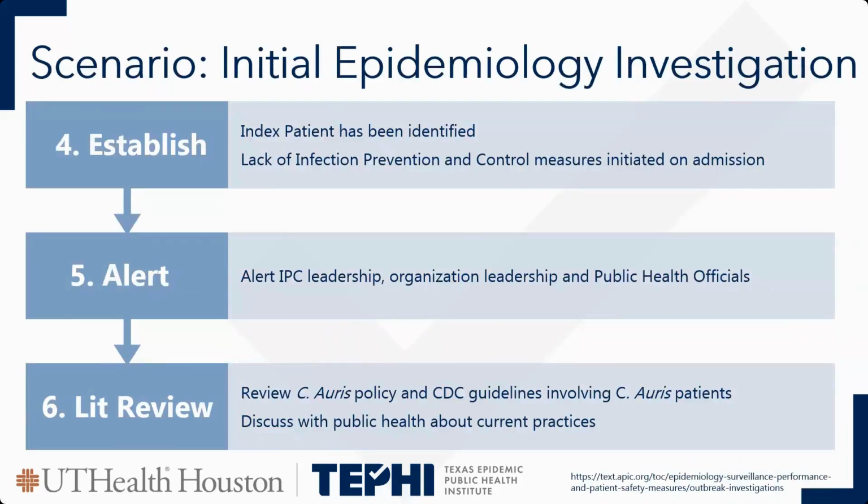Next, in our workup, we have identified our case, our index patient. We know what the cause was already, that they have come in from a known outbreak facility that might have led to their admission. We did not establish infection prevention measures on admission, and then we are alerting our IPC leadership, our organized leadership, and our public health officials. So now we are all in the know. We are communicating, we're having calls with them, getting guidance that, hey, we might have an outbreak. So far, we have one tested positive, but this could cause other issues.